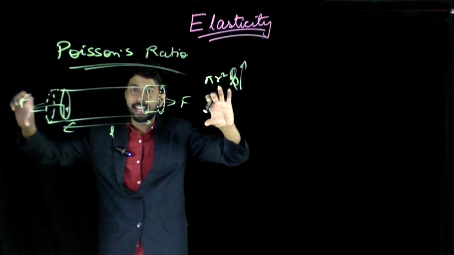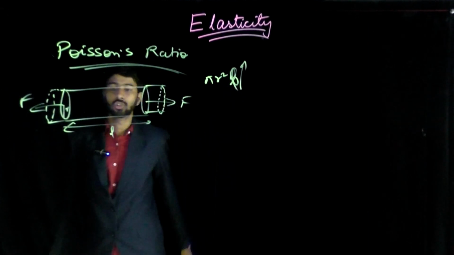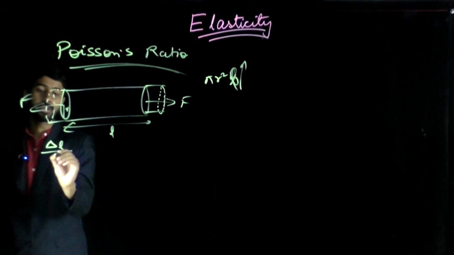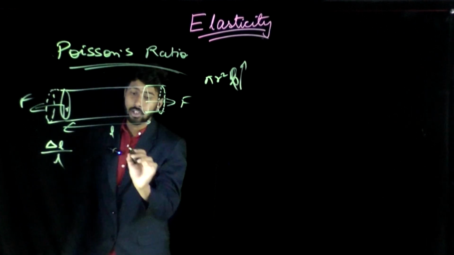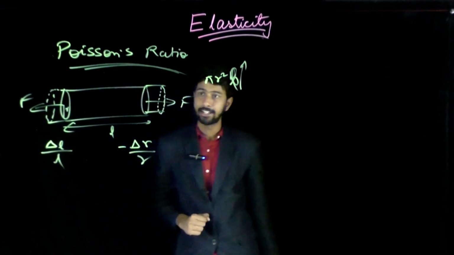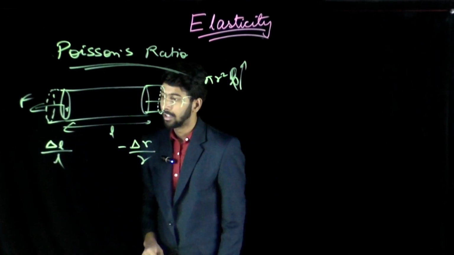So when it's increasing like this, the radius is slightly decreasing, and Poisson's ratio accounts for that. So I will say there are two kinds of strains. One is the strain which is caused due to increase in length. The other is caused due to decrease in the radius, right? If your length increases, then radius will decrease, right?